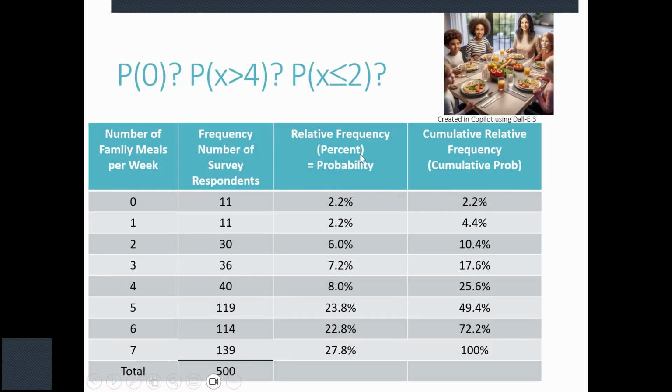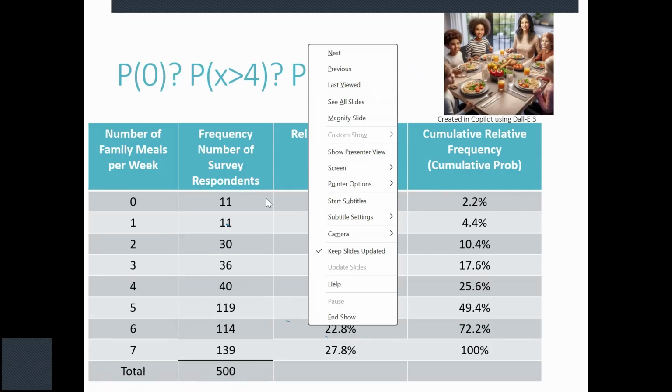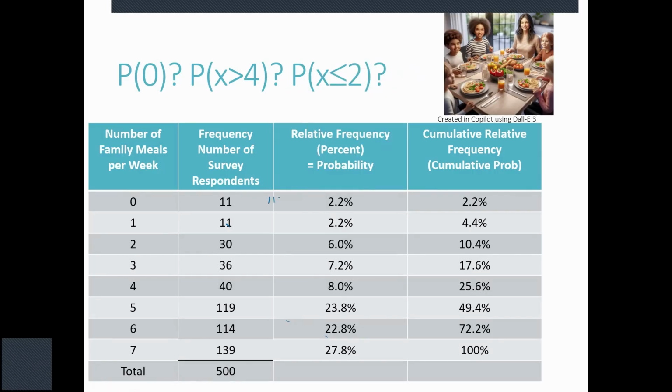So the relative frequency, this is in percent terms. In probability terms, we'd probably turn it back into a decimal. So 11 divided by 500 equals 2.2%, or in decimal form, 0.022. And 2.2% for 11 for the 1 time a week, all the way up to 27.8.